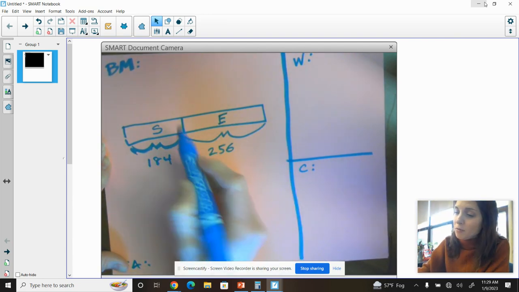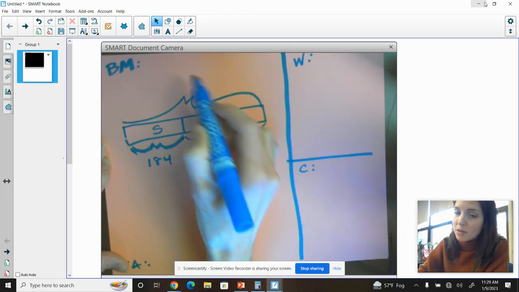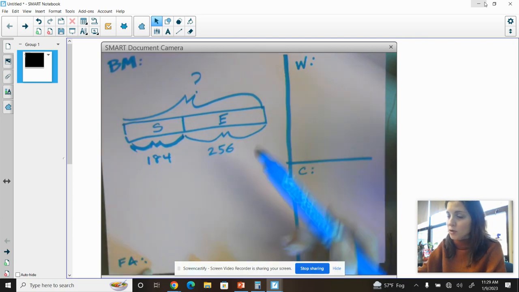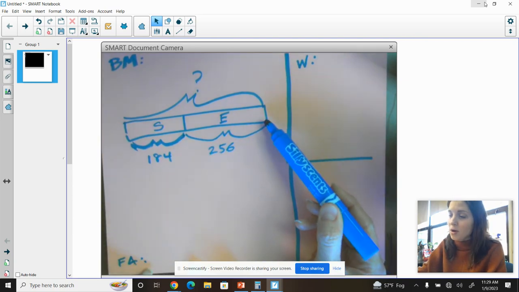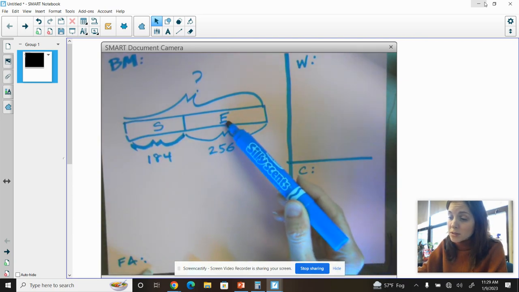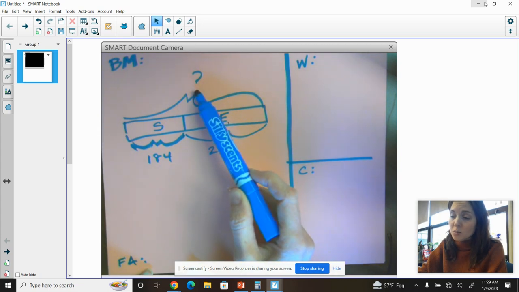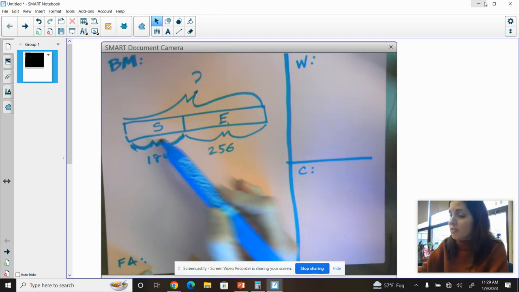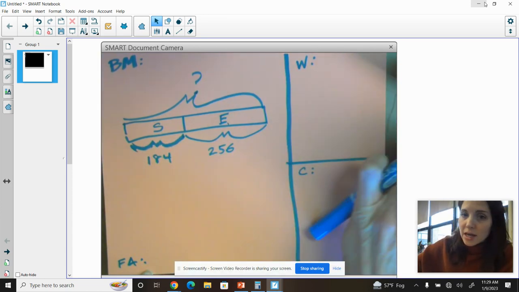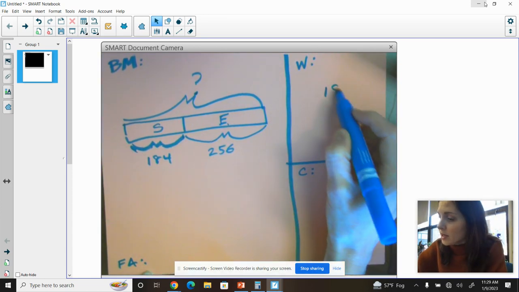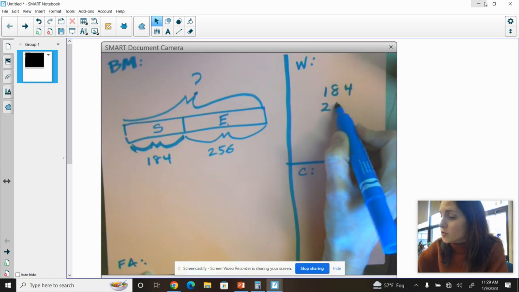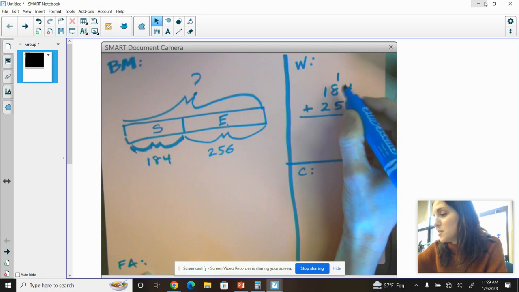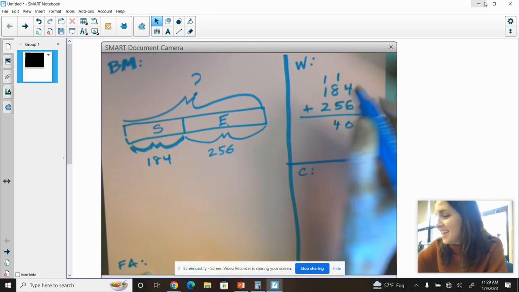What they're looking for is the whole, in all. So this is what they know how to do. They have their bar, their labels, and then obviously what they don't know is where they're going to put a question mark. So how many do they have in all? They're going to add these together. So 184 and 256. I'll have to explain this part. You all know how to do that.